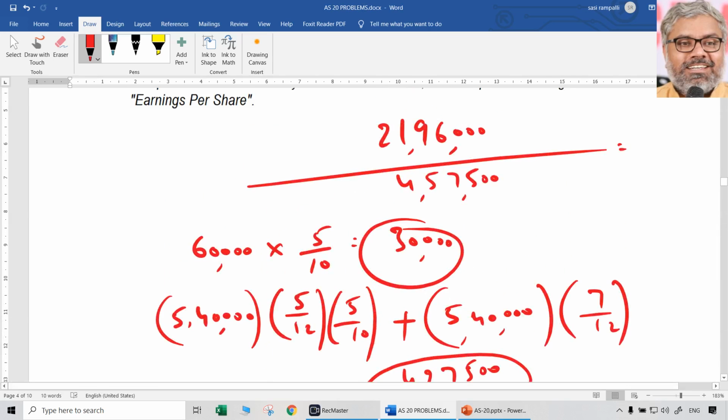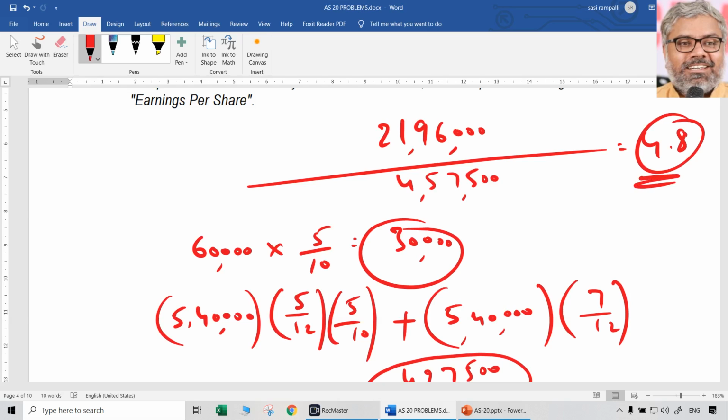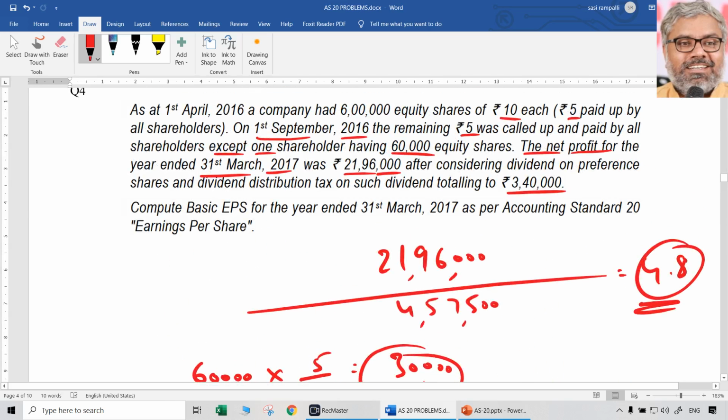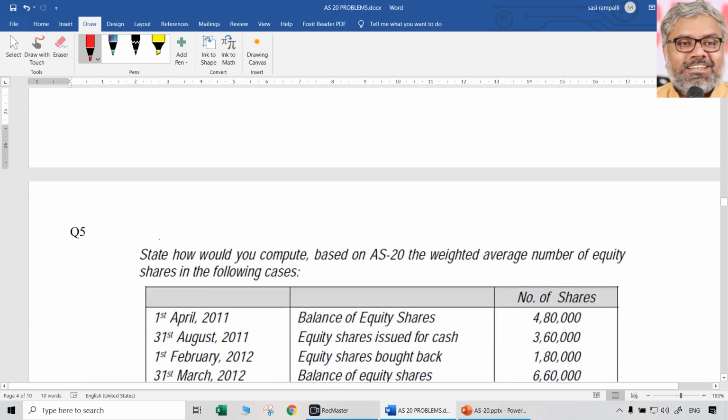Then 21,96,000 divided by 457,500 means 4.8 rupees is the answer for this question. That's all. So the only point here is the denominator calculation. For the first 5 months, the shares were partly paid: 5,40,000 into 5 by 12 into 5 by 10. For the remaining 7 months, they are fully paid: 5,40,000 into 7 by 12. Plus, the 60,000 shares throughout the year are partly paid only. They never paid anything, so that is only 5 by 10, that is 30,000 equivalent shares. Total basic EPS for this company will be 4.8 rupees. That is question number 4.